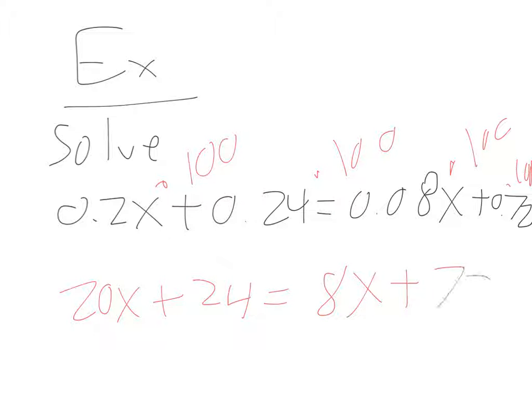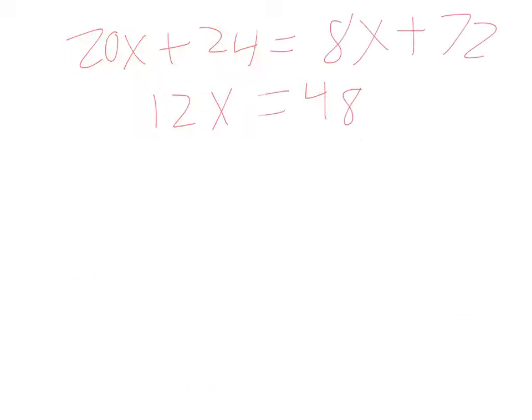plus 72. Now if you solve it, if you combine like terms, you'd have 12x is equal to 48, because you subtract 8x and then subtract 24. And that tells you that x is equal to 4.